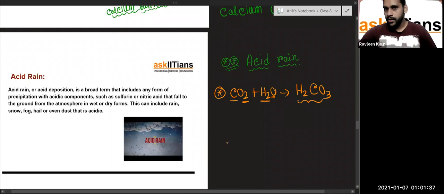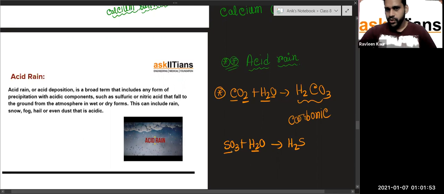This is called carbonic acid. Apart from that, SO3 plus H2O. Pause this video and tell me what is the thing you are going to get. Write H2, after that S, and 3 oxygen here, 1 oxygen here, H2SO4.